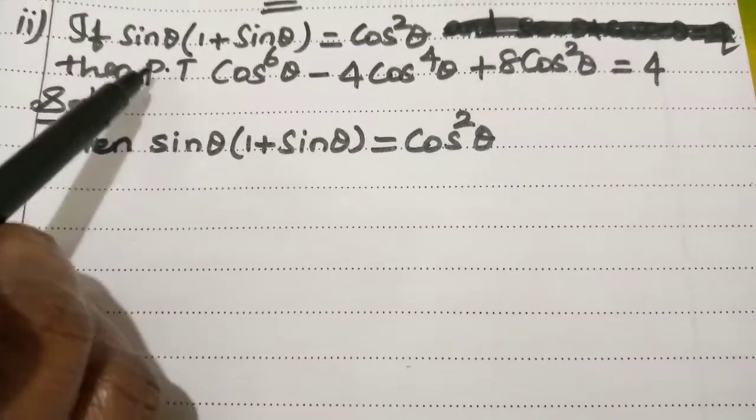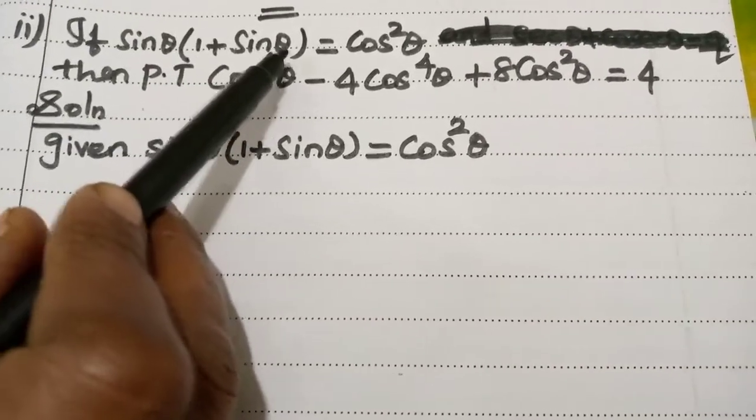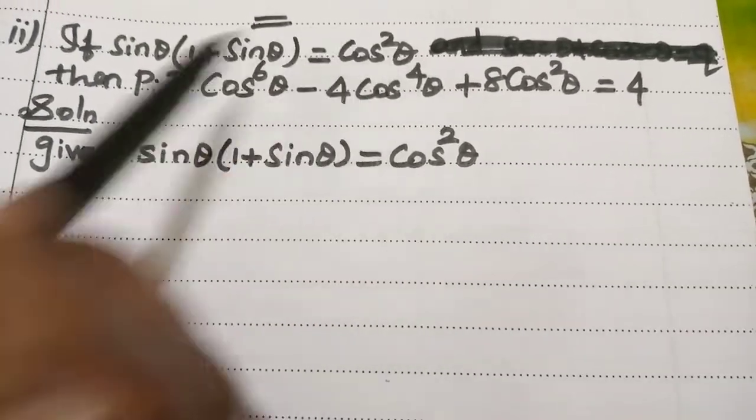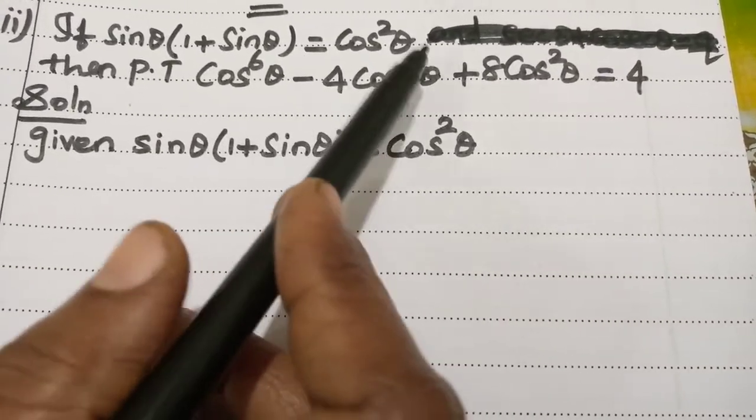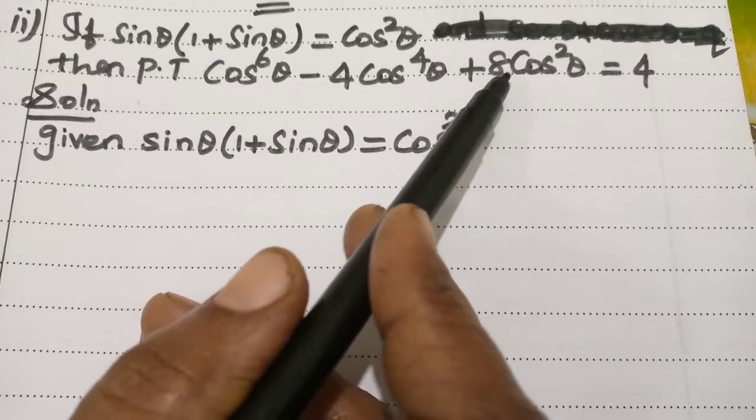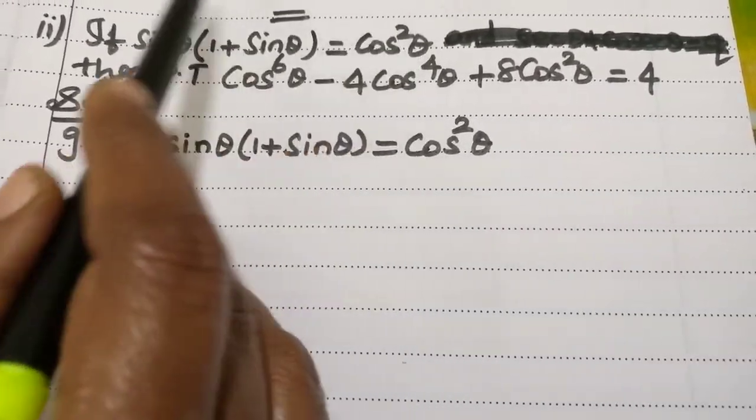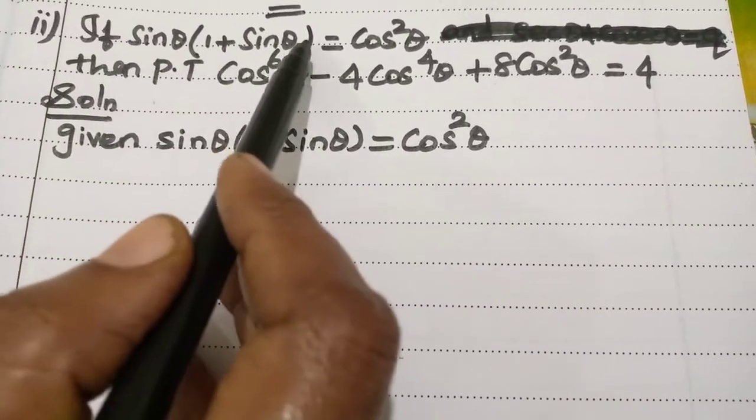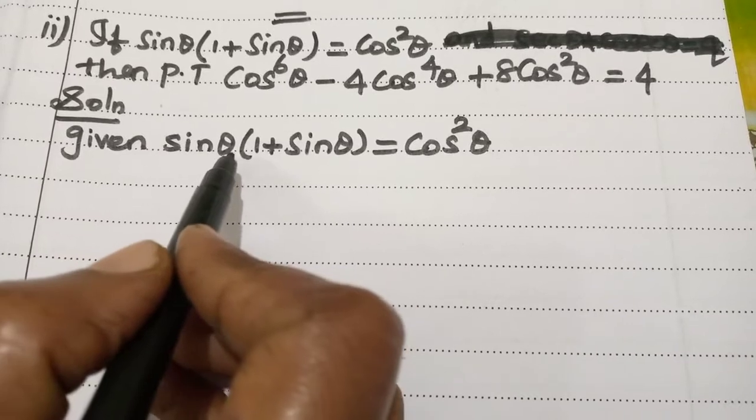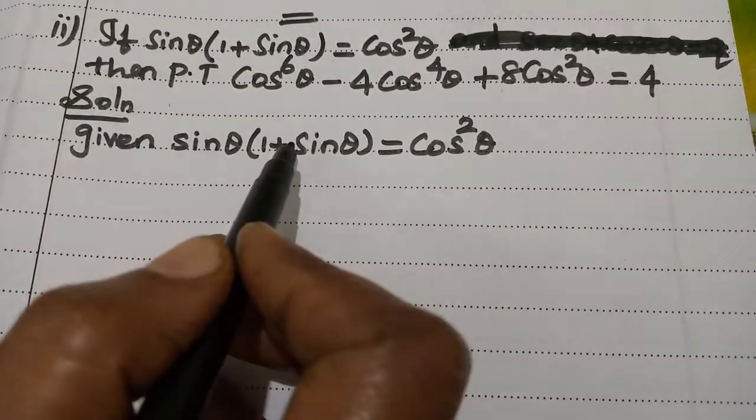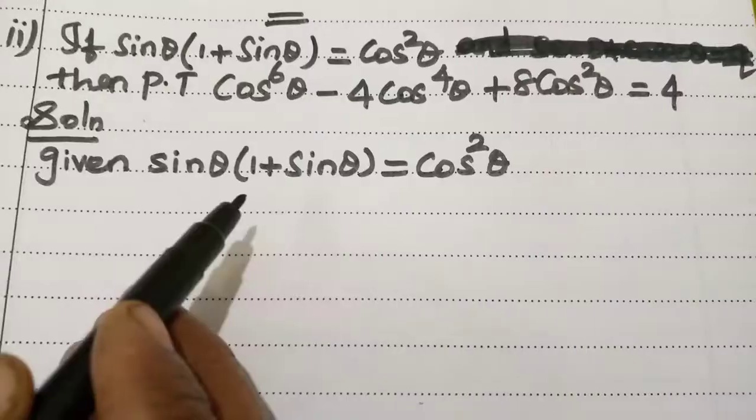Next, let's do the second subdivision. If sin theta into 1 plus sin theta equals cos square theta, then prove that cos power 6 theta minus 4 cos power 4 theta plus 8 cos square theta is equal to 4. So what is the given condition? Sin theta into 1 plus sin theta equals cos square theta. Let us take that condition.